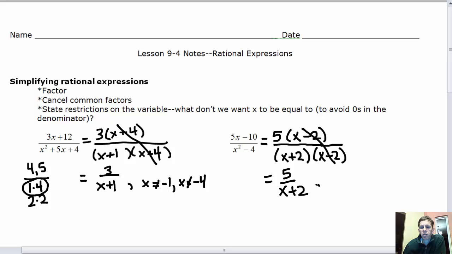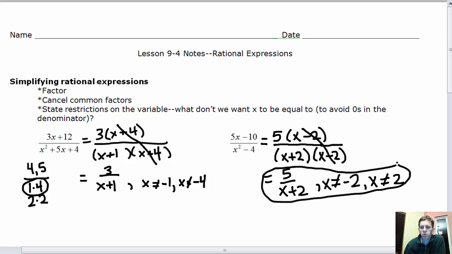Our restrictions here are that we definitely don't want x to equal negative 2, because that would give us a 0 in this denominator. But originally we also had an x minus 2 in the denominator, so we wouldn't want x to equal 2 either. These are your restrictions for this problem, and your simplified expression is 5 over x plus 2.